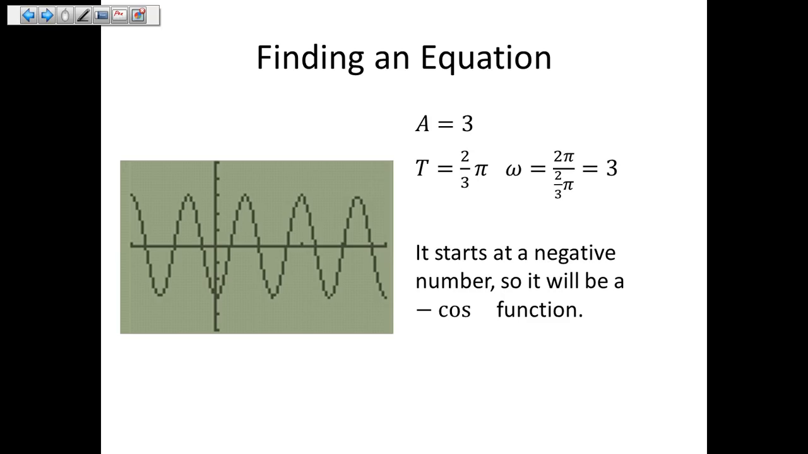So the graph starts at a negative. That's a little bit weird. Our cosine always starts up above 0, 0. So this is actually going to be a negative cosine function, because it's starting down there at negative 3. If it started up at the top of a hill, I'd make it a positive cosine function. This one's a negative cosine function. Put it all together. Y equals negative 3 cosine 3x.